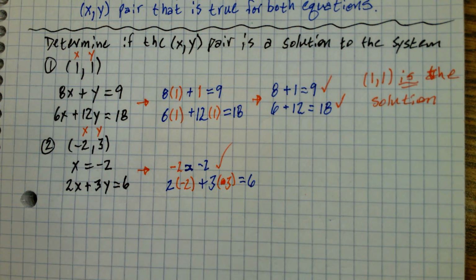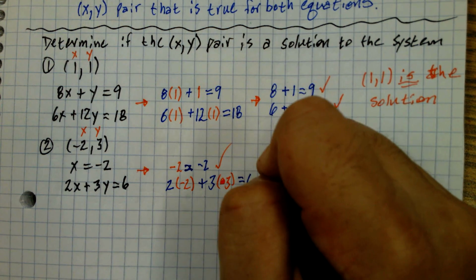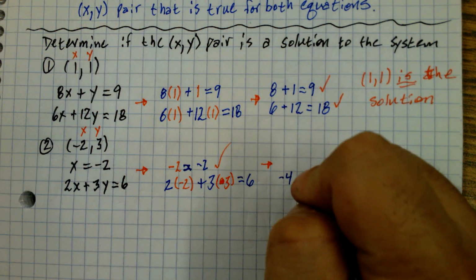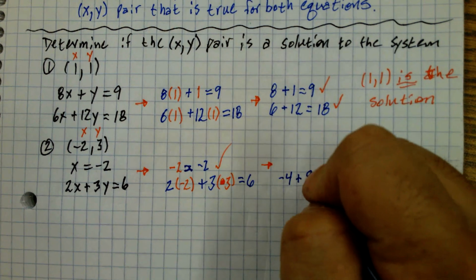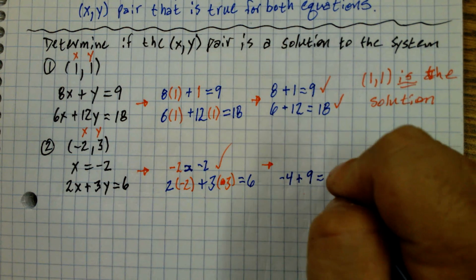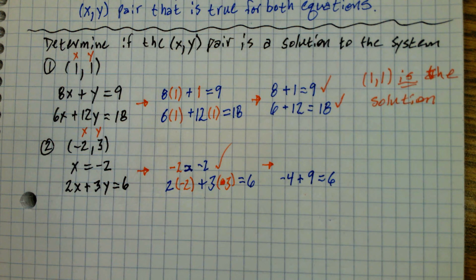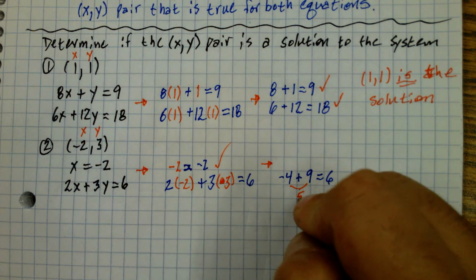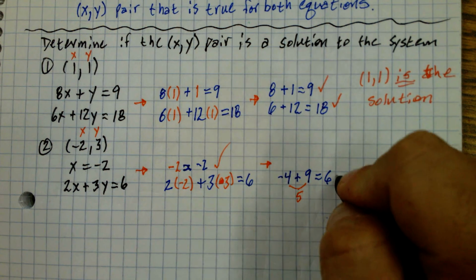So what's 2 times -2? -4. So I'm going to do -4 plus, I know 3 times 3 is 9. And I want to see if this equals 6. No. -4 plus 9 is actually +5. So I have 5 equals 6. And that's not true.